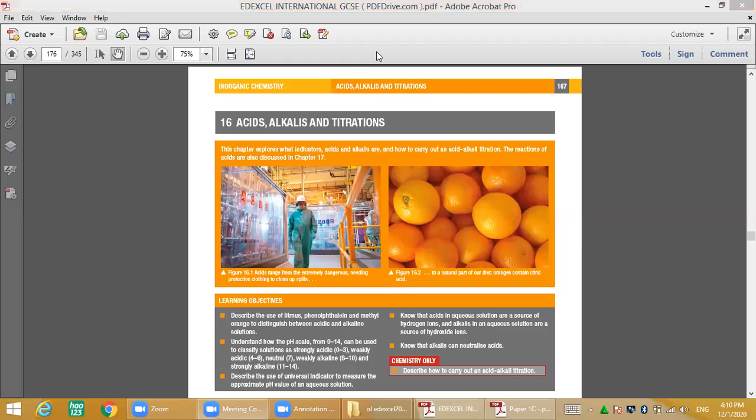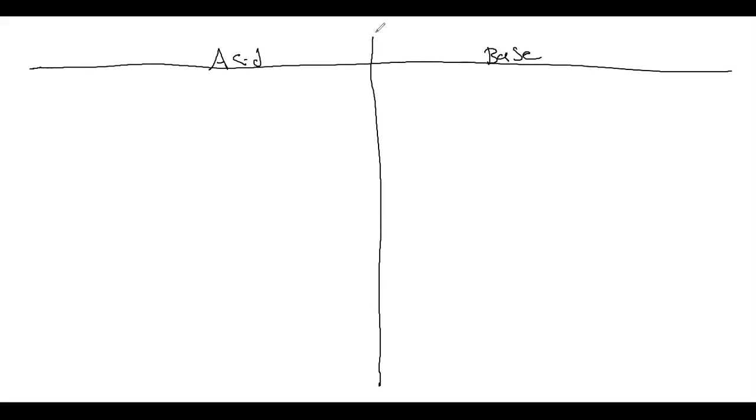Acid, base, and salts. In acid-base reactions, you must know the properties for each one. Acid and base. For acid, it is a proton donor, and base, proton acceptor.